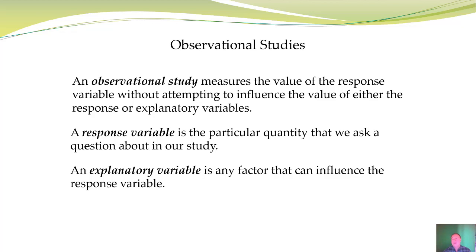An observational study could be you're sitting at an intersection. You're recording how many people turn left, how many people turn right, and how many people go straight through the intersection. You're just observing what happens. And the response variable would be which direction they went. The explanatory variable may be the time of day.